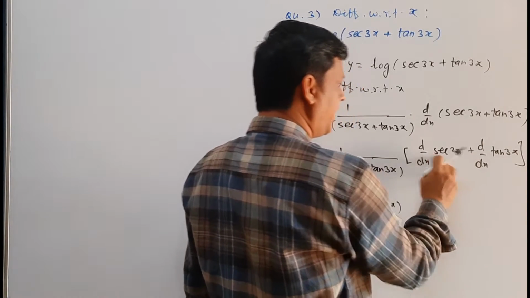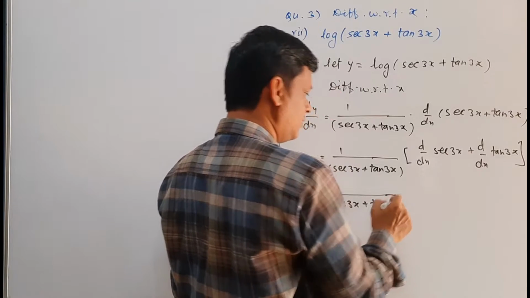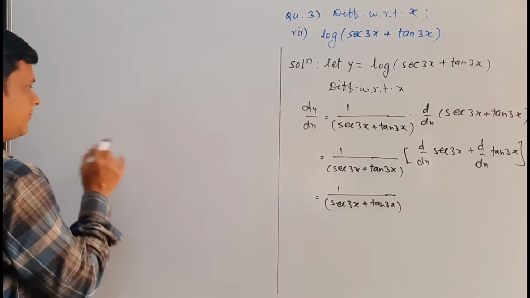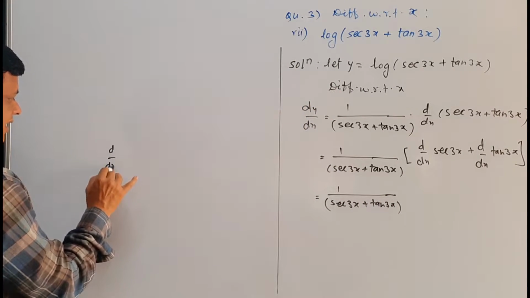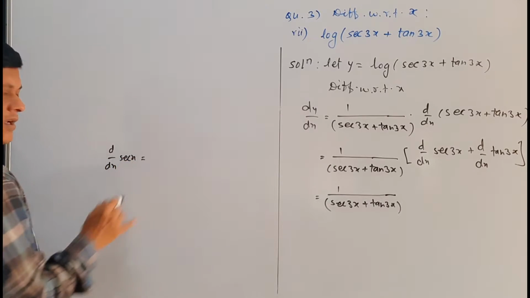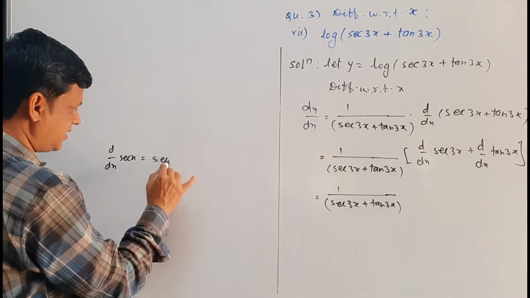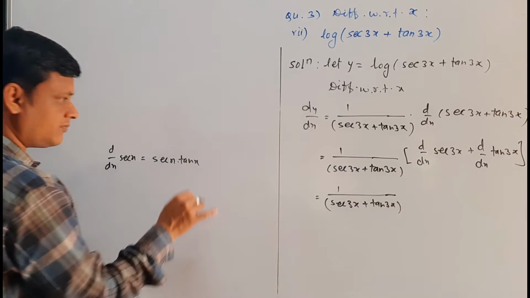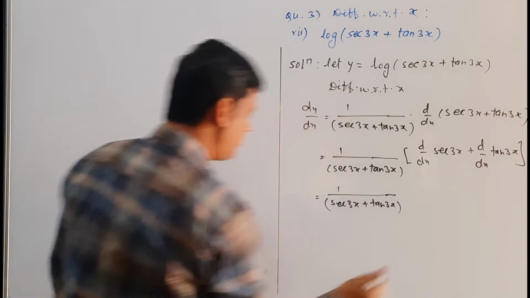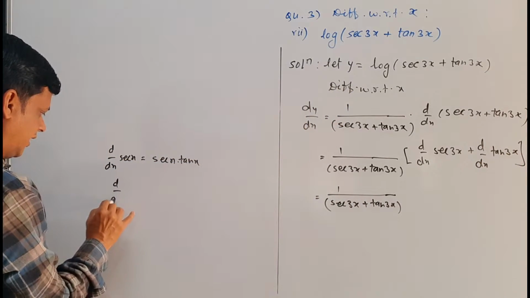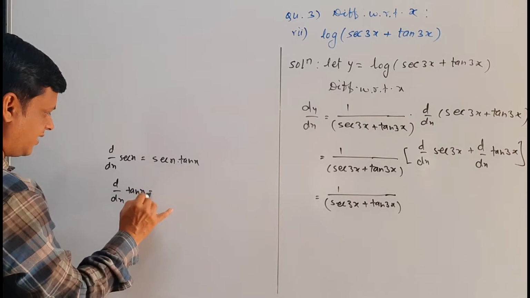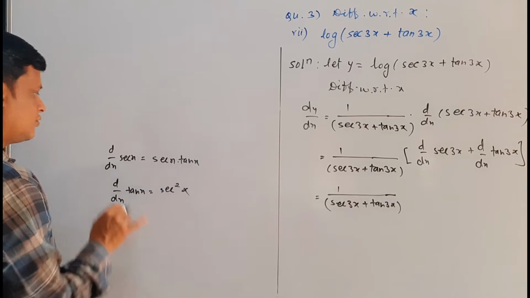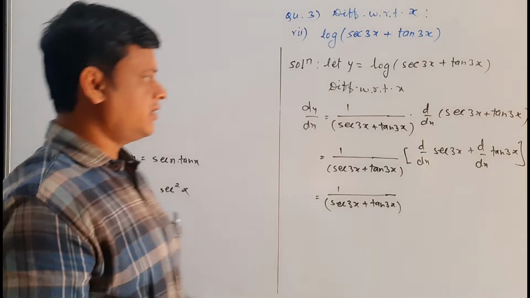Now we have to find the derivative of sec 3x. So first we know the derivative of sec x. We know that d by dx of sec x is sec x into tan x. Then we know the derivative of tan x: d by dx of tan x is sec square x. So here instead of x, the value is 3x.